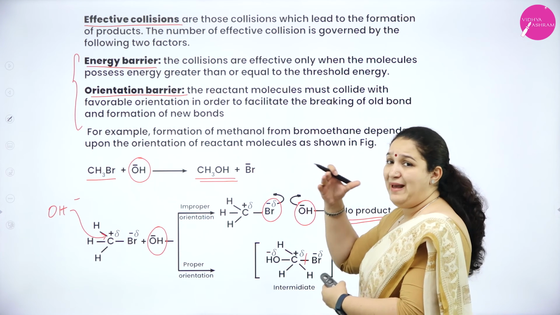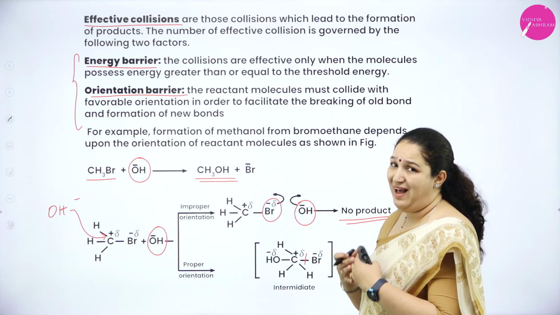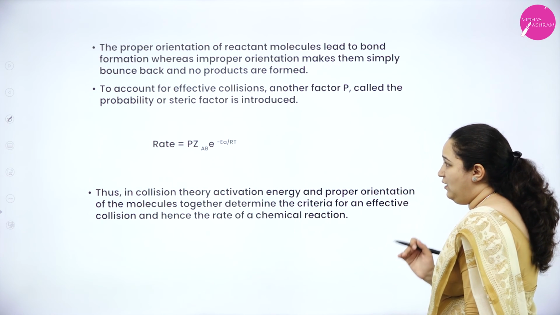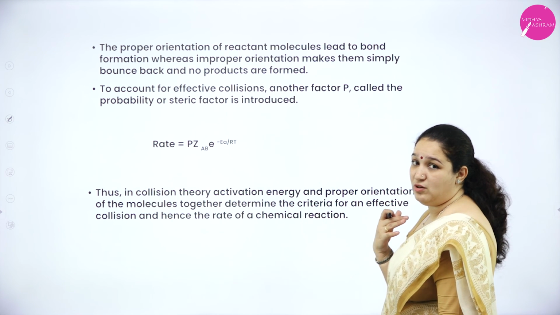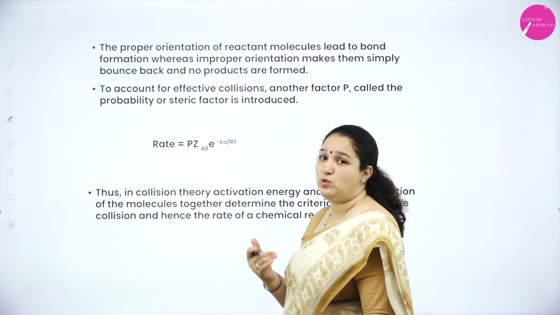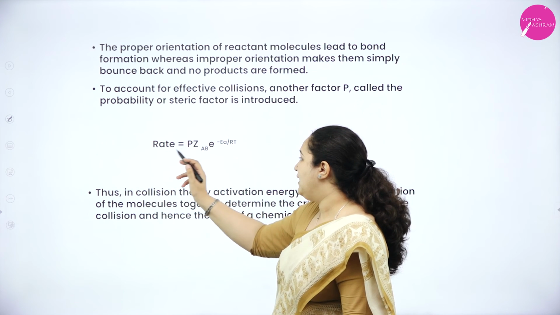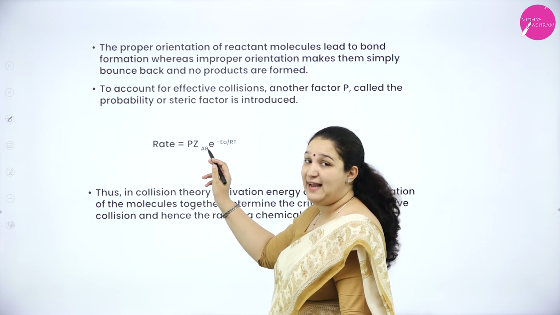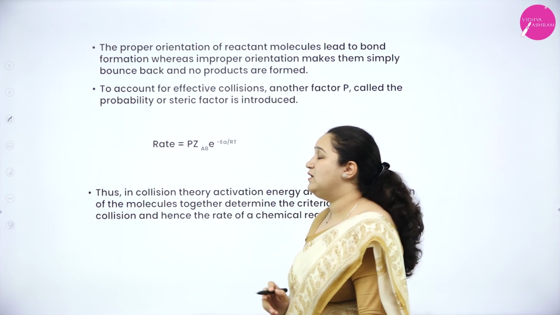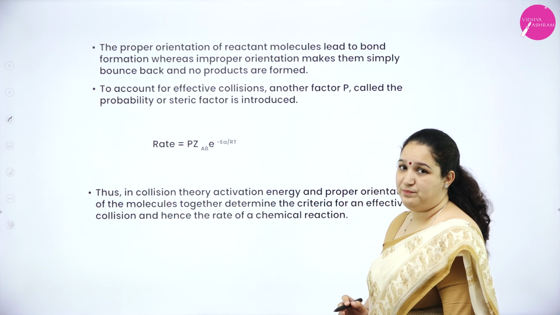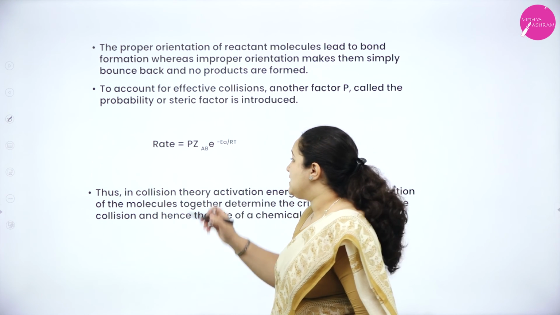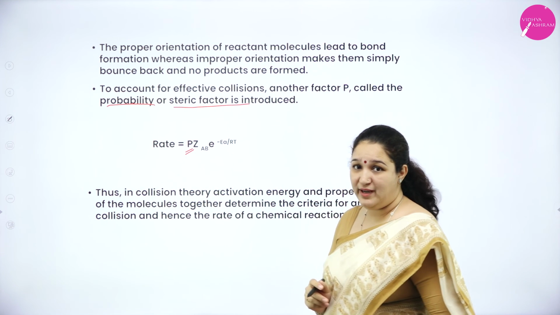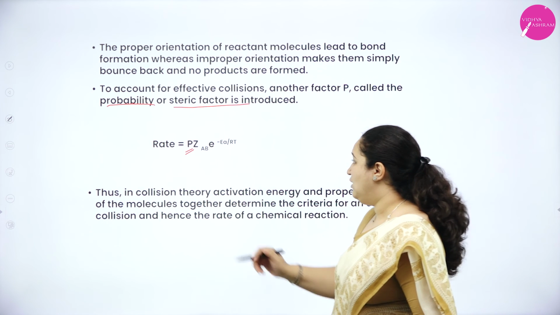Now the energy barrier and the orientation barrier have to come into our formula. So for any reaction, if we want to write the rate expression, it will be rate is equal to P Z AB, that is if the reactants are A and B, e to the power minus EA by RT. Now what is P here? P is called the probability or the steric factor. And what is Z?